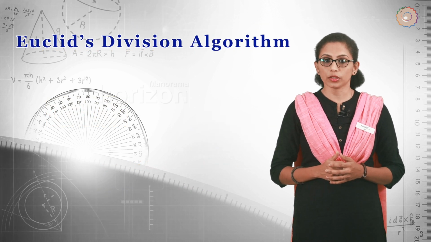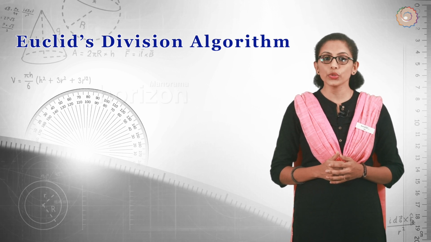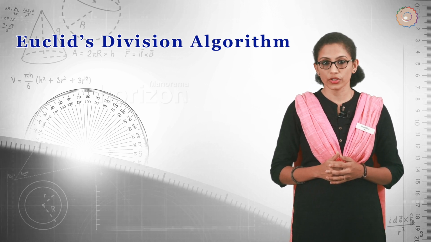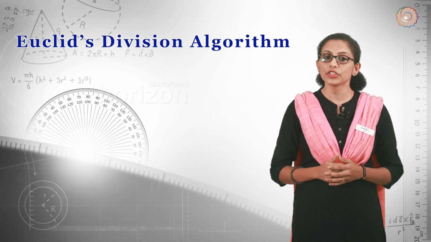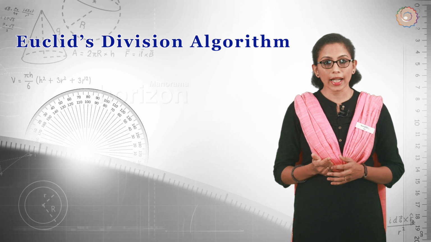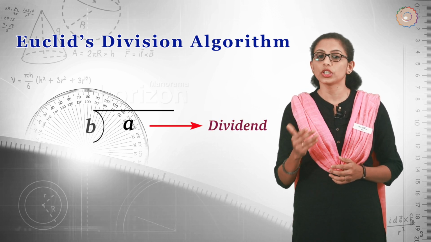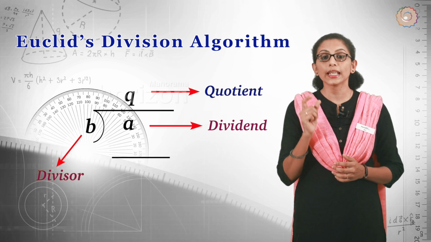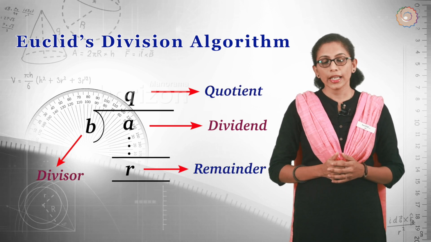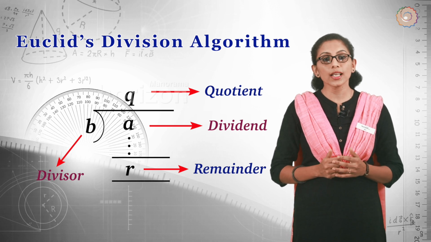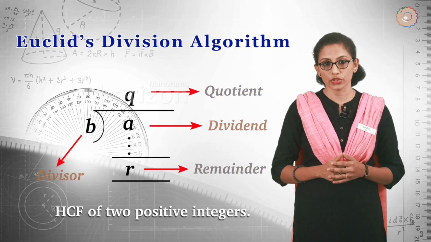Euclid's division algorithm, as the name suggests, has to do with divisibility of integers. Euclid's division algorithm is based on Euclid's division lemma. It says that any positive integer a can be divided by another positive integer b in such a way that it leaves a remainder r that is smaller than b. It is a technique to compute the highest common factor, HCF, of two given positive integers.